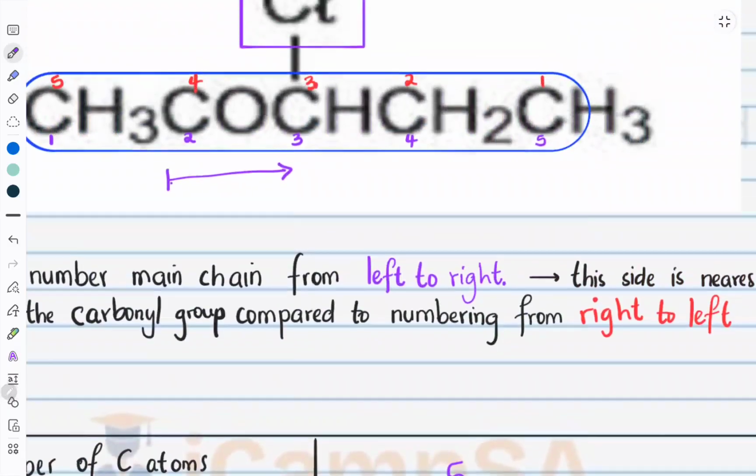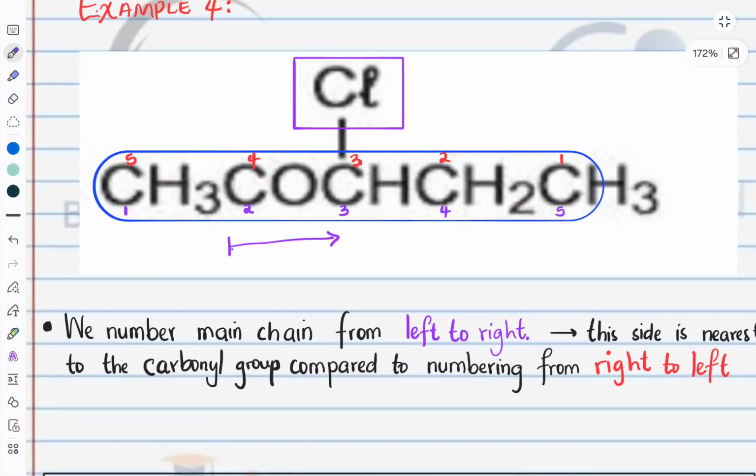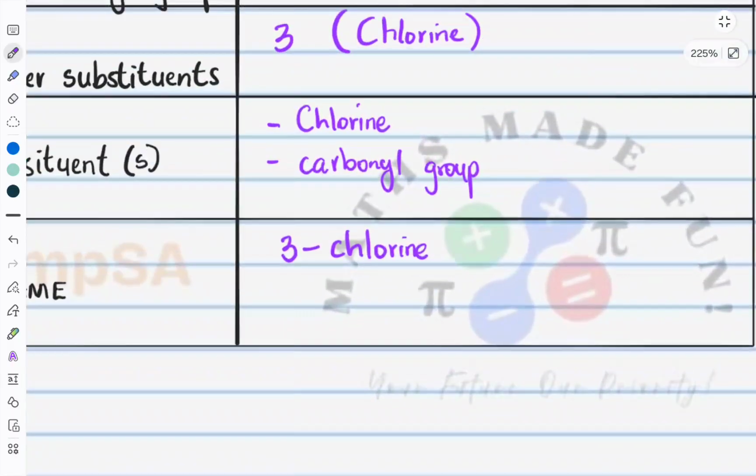And then secondly, we check, is there any other substituent? No. The only thing that's left is our carbonyl group. Now where along the main chain is our carbonyl group located? It's on carbon atom number 2. So we must put that as well here. We say it's 2. And then now we can write the stem name plus the suffix, which is pent. That's our stem name. And then the suffix is one since we're dealing with ketones. So this is 3-chloro, 2-pentanone.